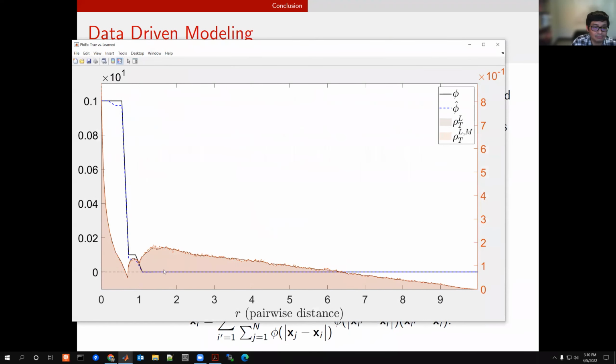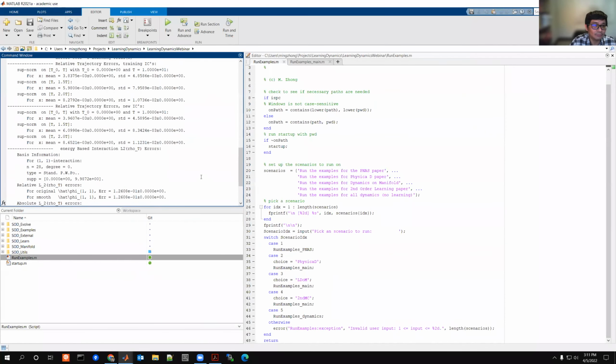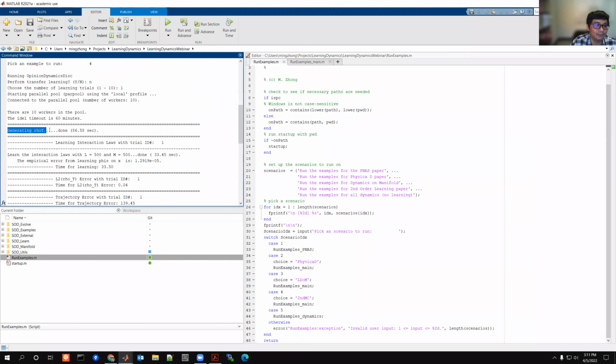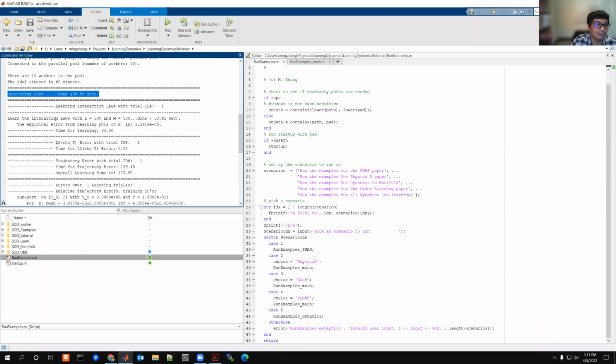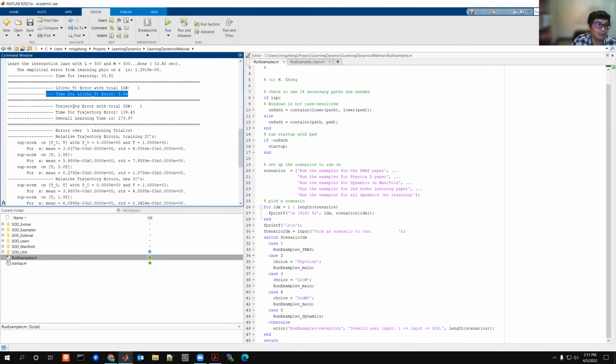Okay, oh good, now it has finished. So let's go back to the code. Once you've run everything and computed the true distribution of the pairwise data, it will learn from only a subset of this dynamical data. It will compute the errors between the estimated interaction kernel and the true kernel, and it will also compute the trajectory errors.